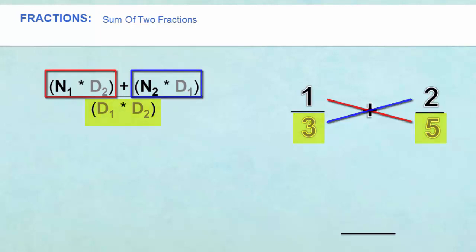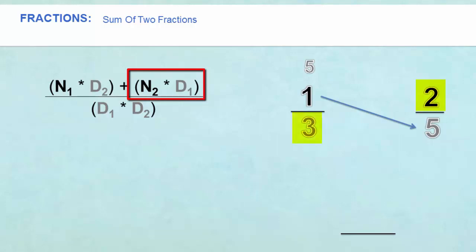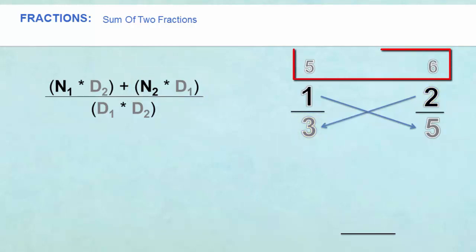Let's begin. First, multiply the first numerator to the opposite denominator, or D2. 1 times 5 is equal to 5. Then with numerator 2, multiply it to the first denominator. 2 times 3 is equal to 6. Then add the two results. 5 plus 6 is equal to 11.